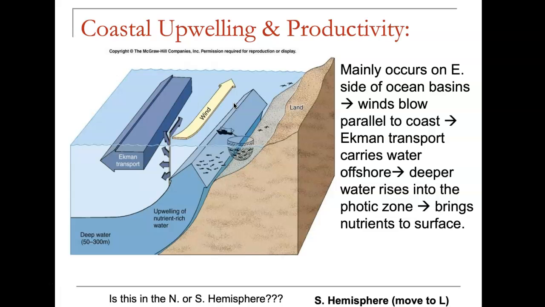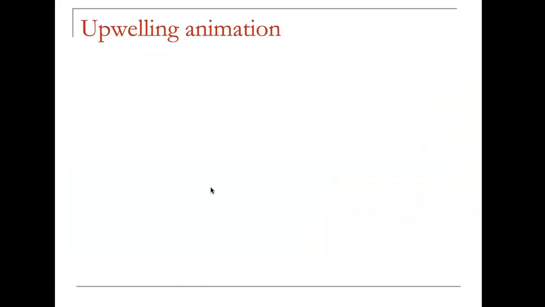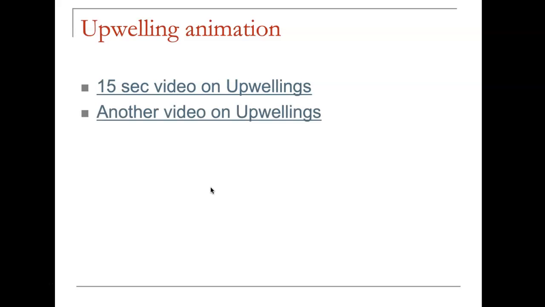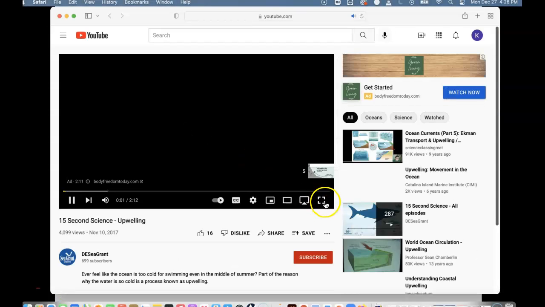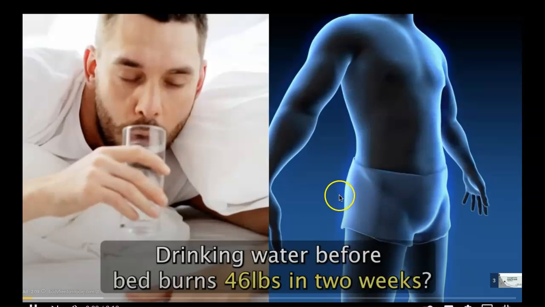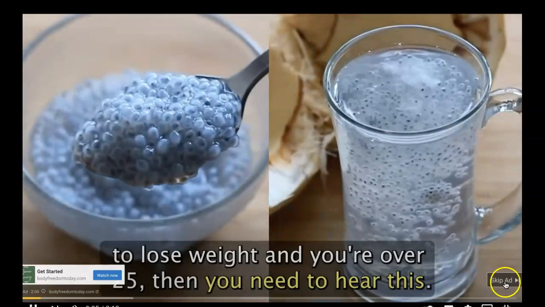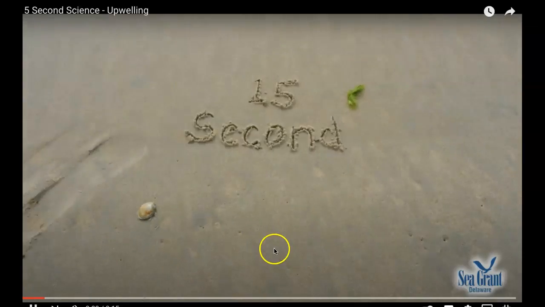This makes for great fishing, okay? Because it creates this nutrient soup in the water. So coastal upwellings are really productive areas. They're really great areas for fishing. And I'm going to show you a real quick 15-second animation. There's lots of videos on upwellings. Please watch them. They just take a few seconds. Sorry, excuse these ads. I wish I could do this without the ads. So this is a great 15-second animation.